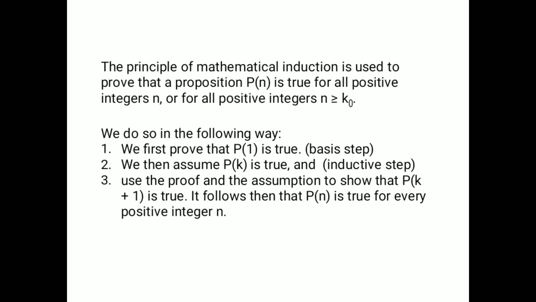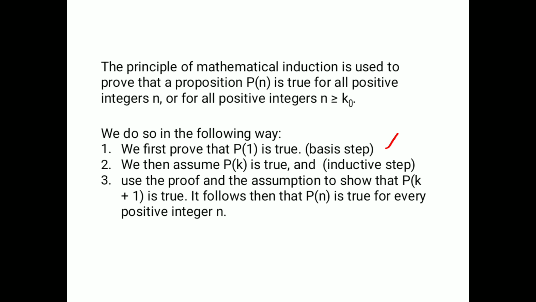These are the steps. The first one is that we prove that P1 is true. That means the statement must be true for n equal to 1. That statement is called the basis step. Then the second step is that we assume that the statement is true for Pk. That means we assume that Pk is true. That step we call the inductive step. Then finally, we use the proof and the assumption to show that Pk plus 1 is true.